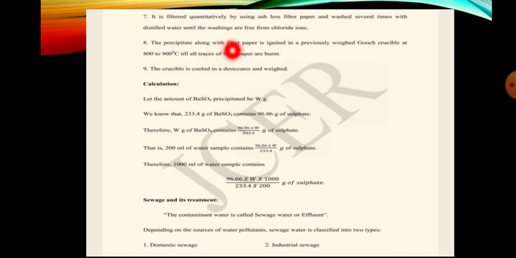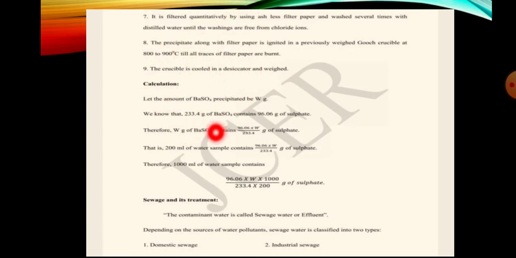When the precipitate is separated from the filter paper, it ignites, and this is heated to 800 to 900 degrees Celsius. These crucibles are cooled in desiccators and weighed.